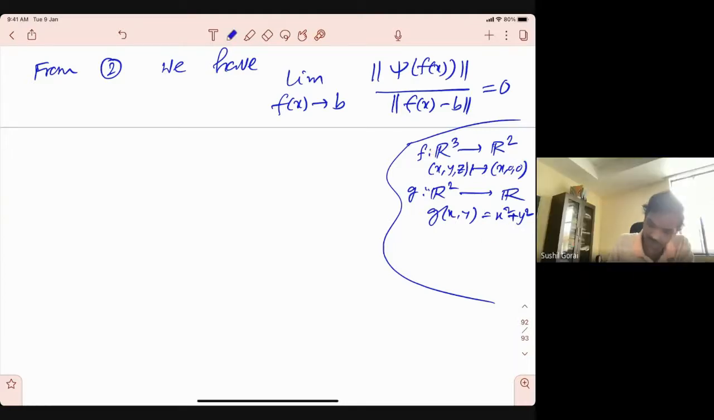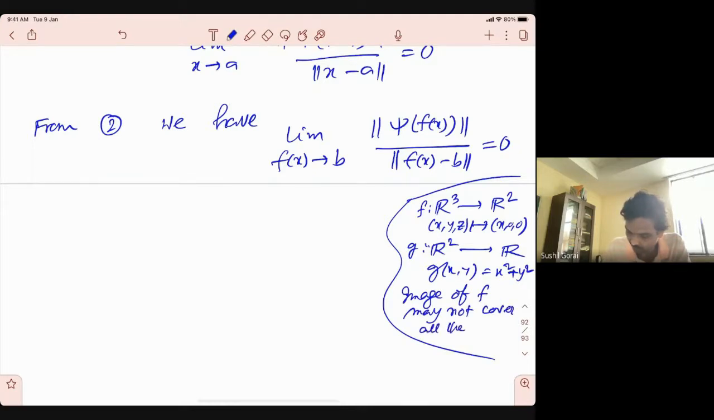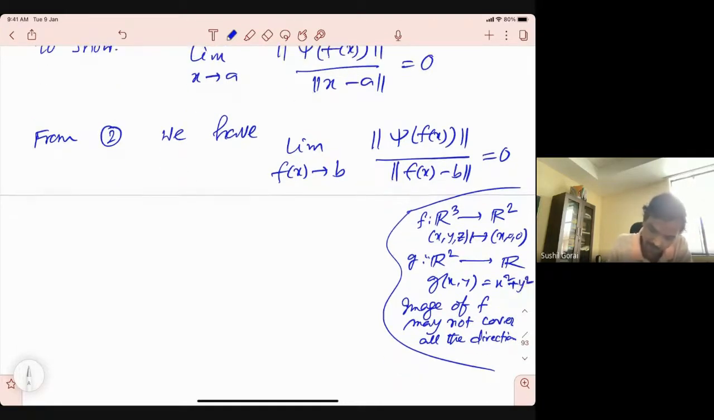Okay, so the image of f may not cover all the directions. Let's say x approaches a, whatever. Now we want to see this one. So we have this limit to be 0 because we are looking at certain particular directions.